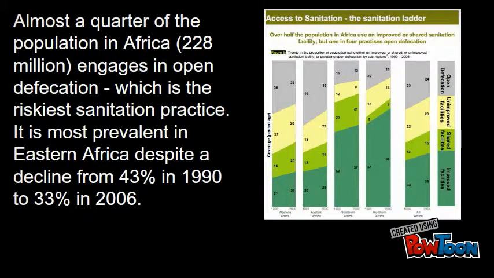Also, almost a quarter of the population in Africa engages in open defecation. What's the riskiest sanitation practice? It is almost prevalent in Eastern Africa, despite a decline from 43% in 1990 to 33% in 2006. This figure shows the trend from 1990 to 2006 in the proportion of population using either improved or shared sanitation facilities or practicing open defecation by subregions in Africa.